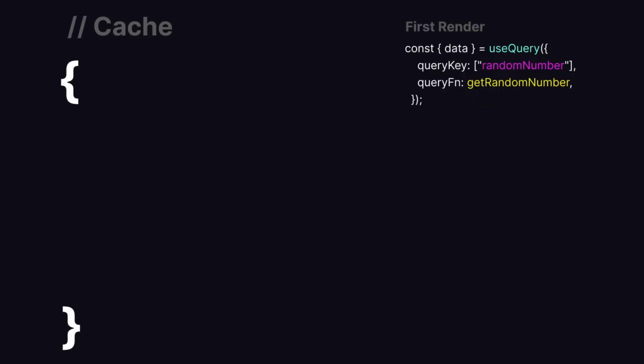So here you can see we have our cache, which is just an object, and now we are going to be using this code to fetch our data. So now here you can see we have our useQuery.